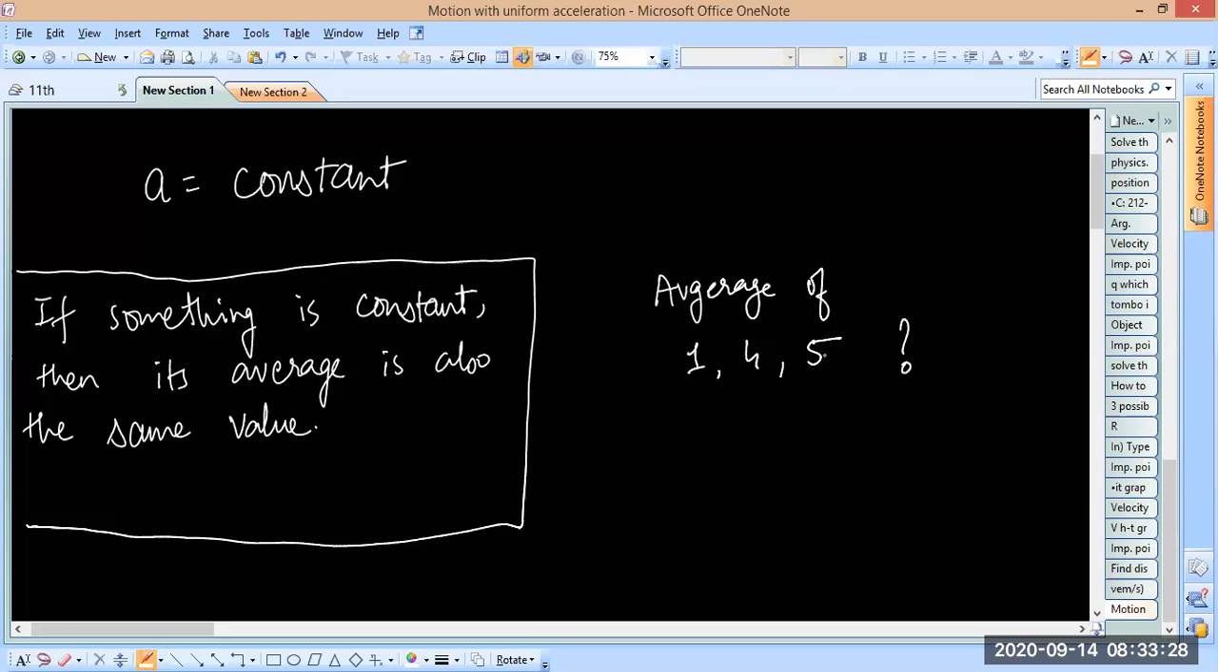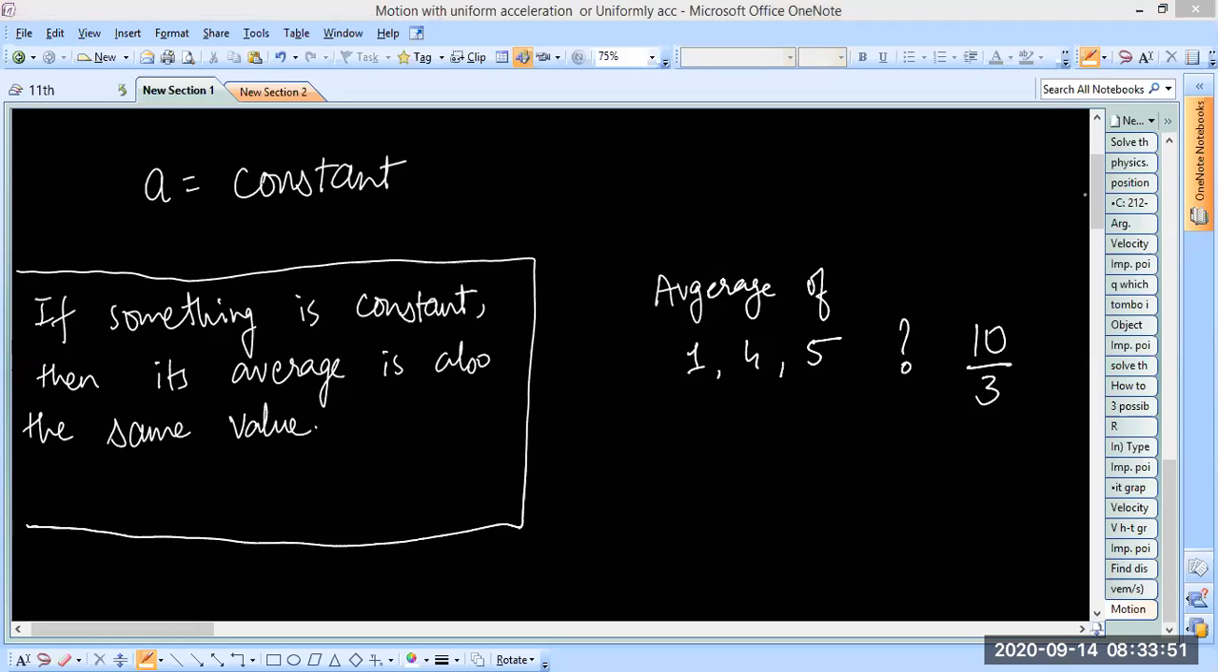Okay, very good. I've got some right and some wrong answers. People, be slightly careful here. Very good. The answer is 10 by 3, isn't it? 10 by 3, of course. No, Vedant.